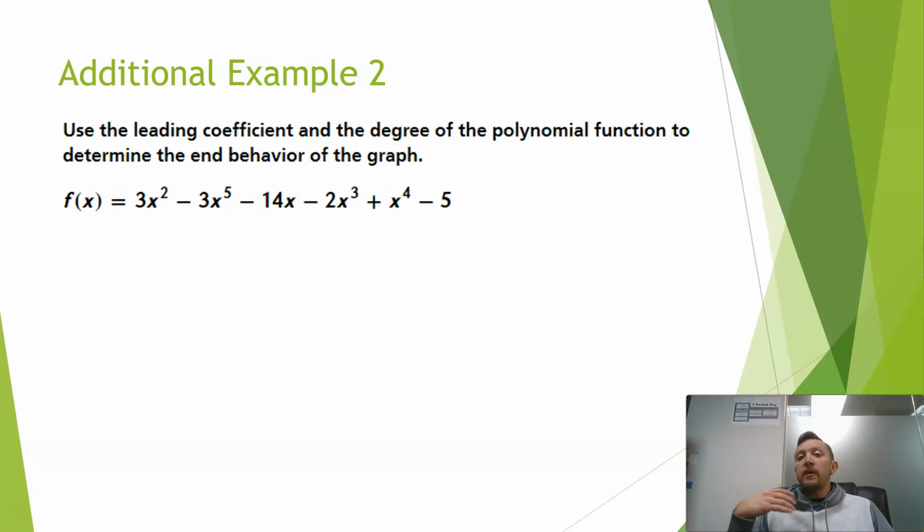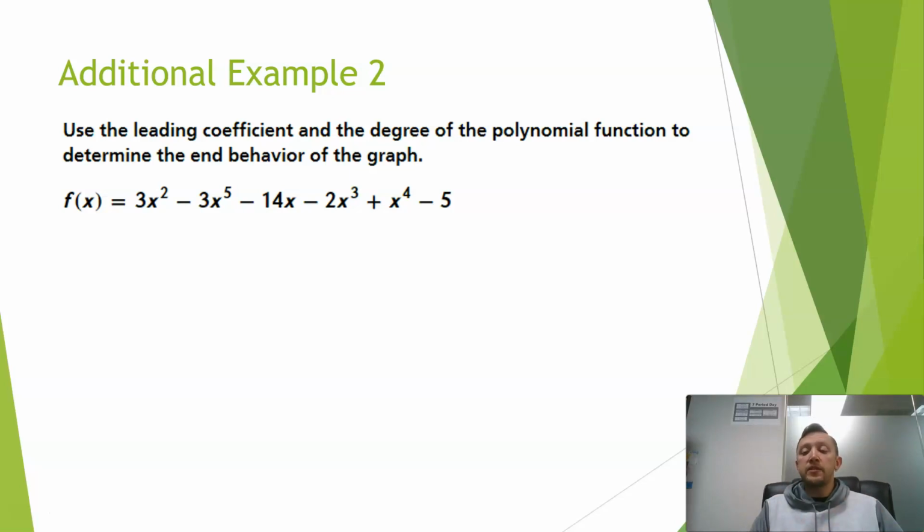So is the graph going to increase from left to right? So is the right side of the graph going to be going up, or is the right side of the graph going to be going down? And then as far as the degree of the polynomial, is it odd or even? So is the left side of the graph going to also be going up or down, or how's that going to look? So I want you to try this one completely on your own. So pause the video and hit play when you're ready to check to see if you've done it correctly.